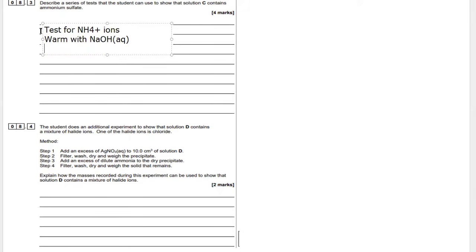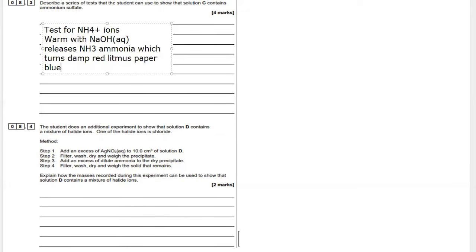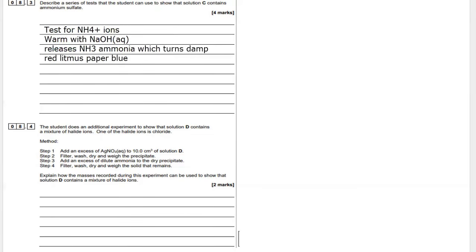The sodium hydroxide reacts with the ammonium ions and releases ammonia, which turns, and you must say damp at A level, you can't skip that bit out, damp red litmus paper blue. So that is going to get you your 2 marks that proves we have ammonium ions.